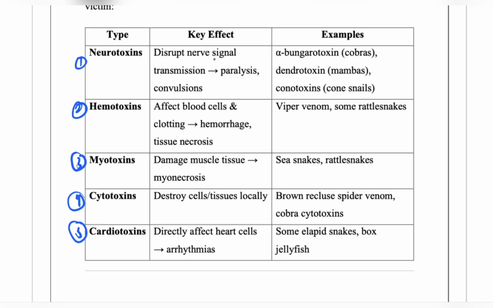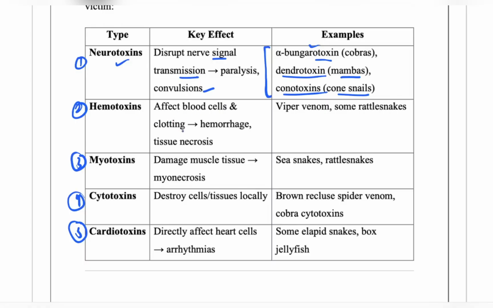So neurotoxins, the key effect is that neurotoxins disrupt nerve signal transmission, right? It affects the nervous system, and it causes paralysis or convulsion. This is the result. So either the prey will be paralyzed or convulsed. So the examples are in the cobra. The cobra toxin is a neurotoxin. α-bungarotoxin, this is the toxin which is present in the cobra venom. Then mambas, these are snakes, the dendrotoxin in the mamba venom. And then the cone snail has the conotoxin. All these three toxins are neurotoxins, right? Very, very dangerous.